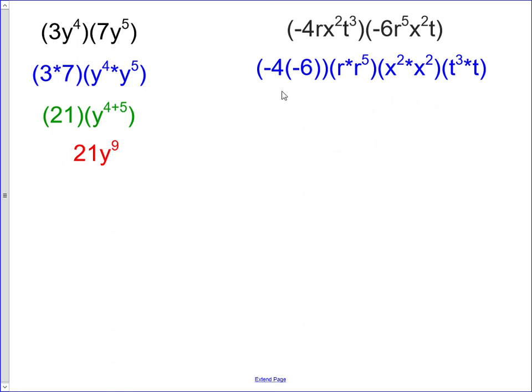Well, we can go ahead and simplify that a little further. We can say 24 times r to the 1 plus 5 power times x to the 2 plus 2 power times t to the 3 plus 1 power. Well, we can go ahead and do the addition, clean it up, and we've got 24r to the 6th, x to the 4th, t to the 4th.